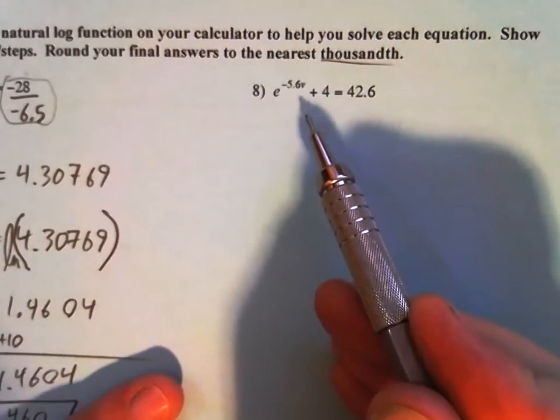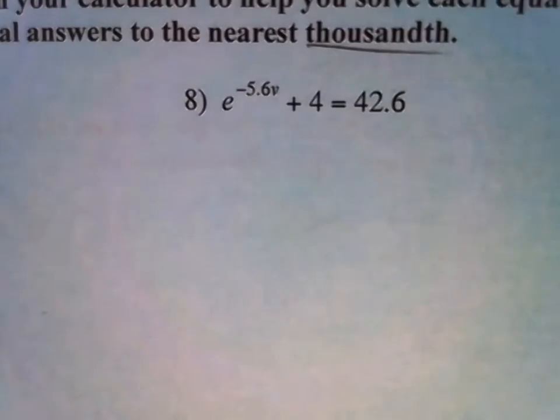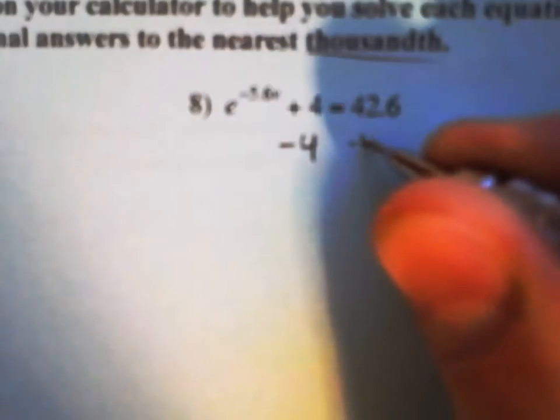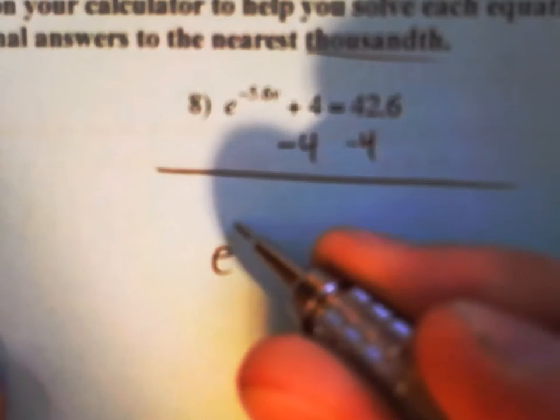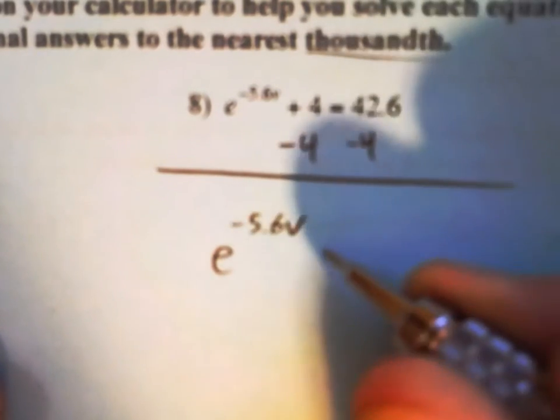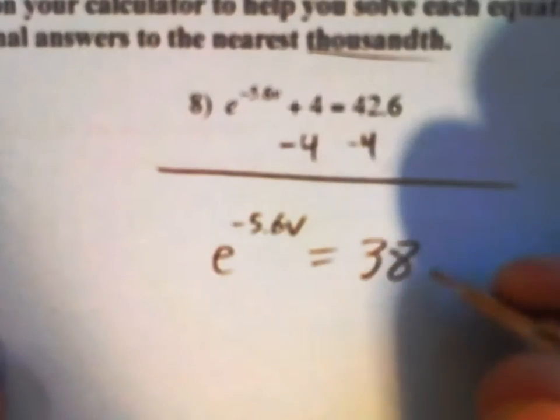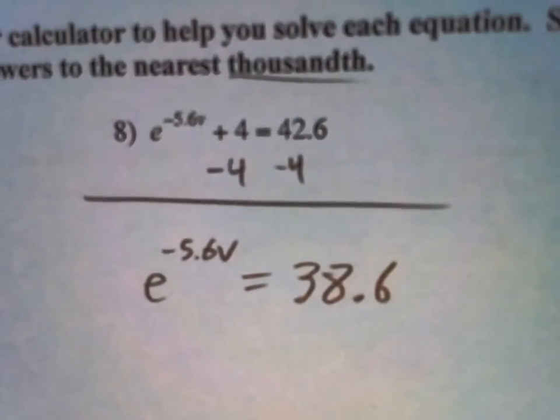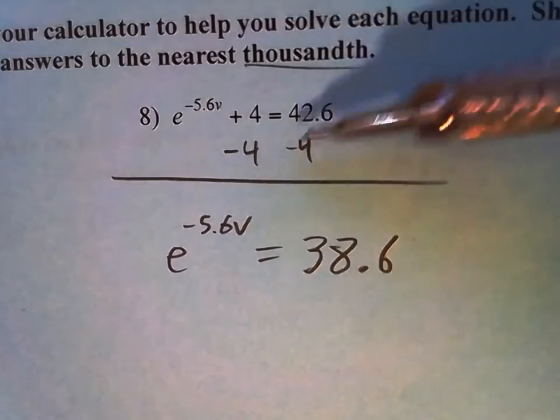How do I get rid of adding 4? Divide by 4, because I want that e to the power of stuff by itself before I can use the ln, natural log of both sides. Okay, subtract 4 from both sides. I'll get e to the negative 5.6v equals 38.6. Okay, if you're not sure, use your calculator for that.